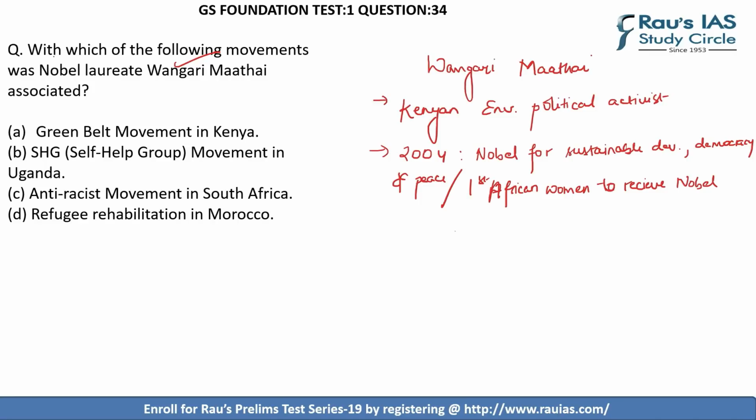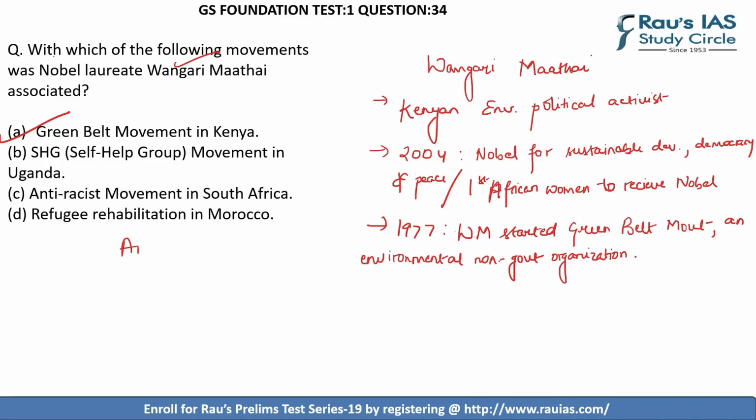The correct answer would be option A, that is Green Belt movement, which was initiated by Wangari Maathai in the year 1977, and it was an environmental non-government organization which focused on planting of trees, environmental conservation and women rights. Hence, our final answer would be option A, that is Green Belt movement in Kenya was started by Wangari Maathai. Please also have a look at the explanation.